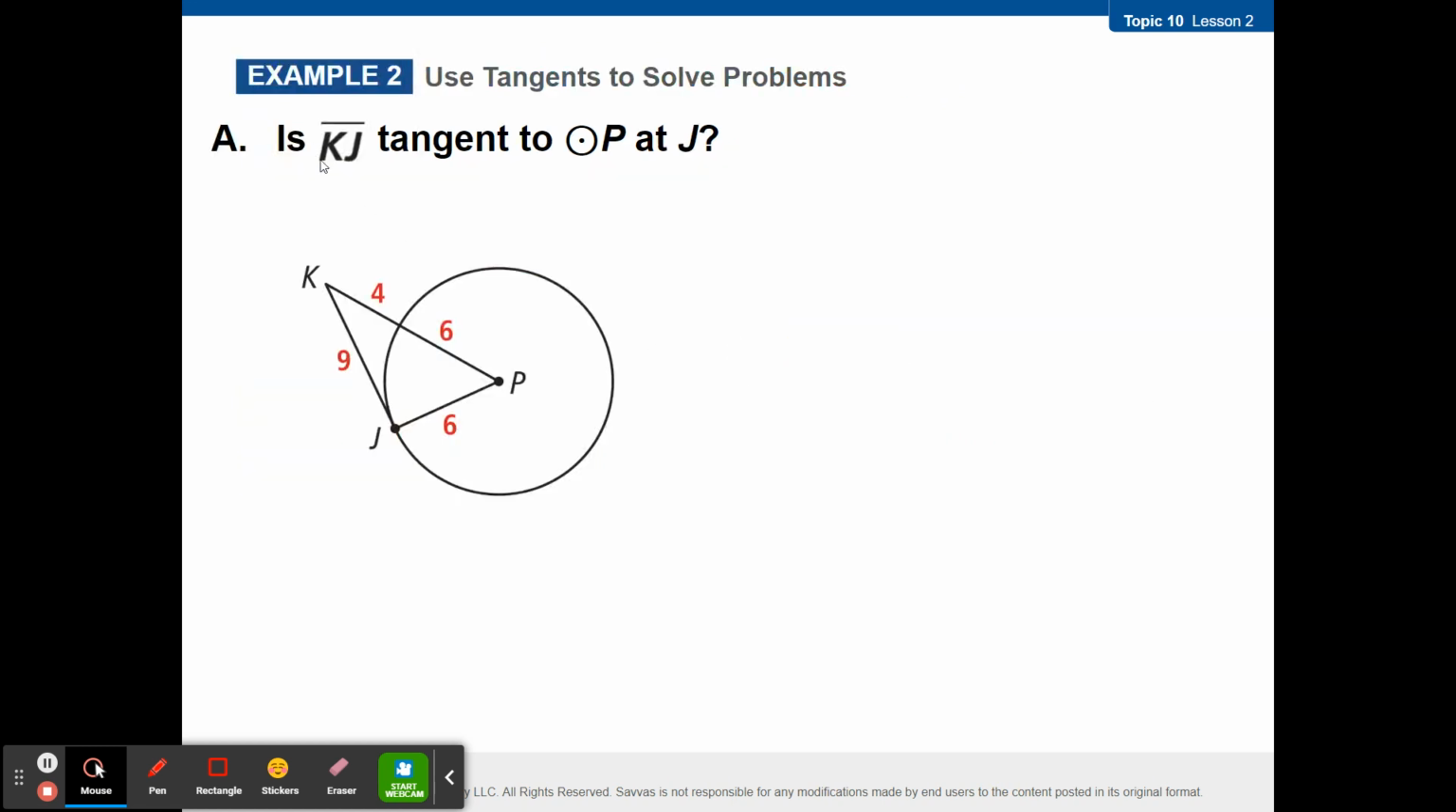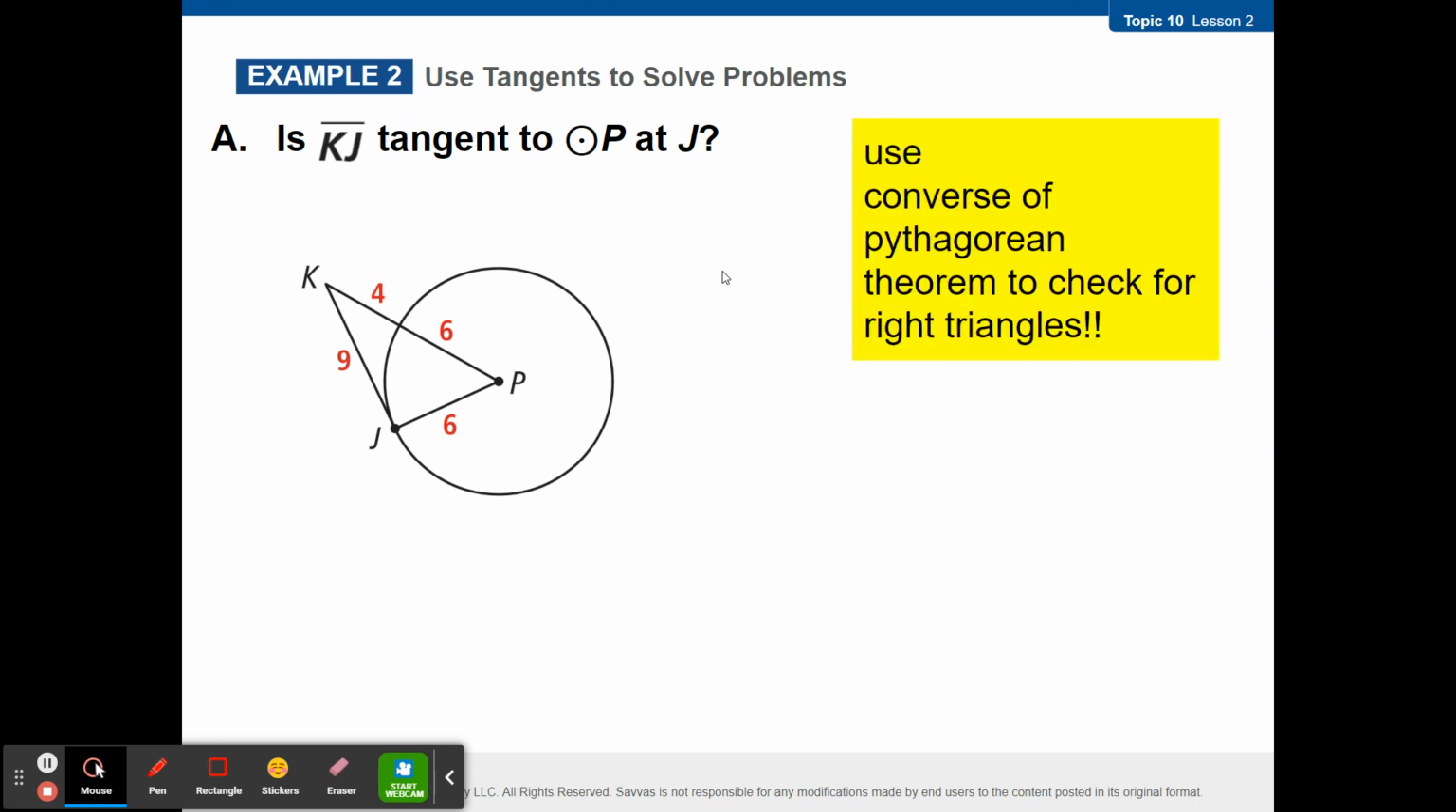All right, so is KJ tangent to circle P at J? So you're going to want to make a note on this. You're going to use the converse of Pythagorean theorem to check for the right triangles. Now we're on the back of this sheet. You're going to want to hold on to this sheet, okay? We're on the back of that half sheet.